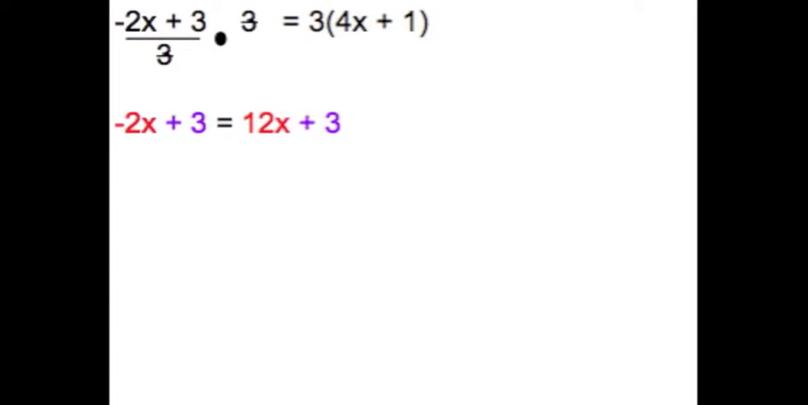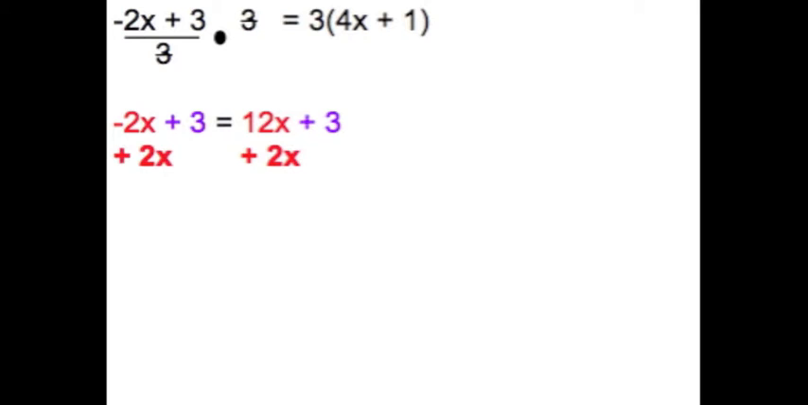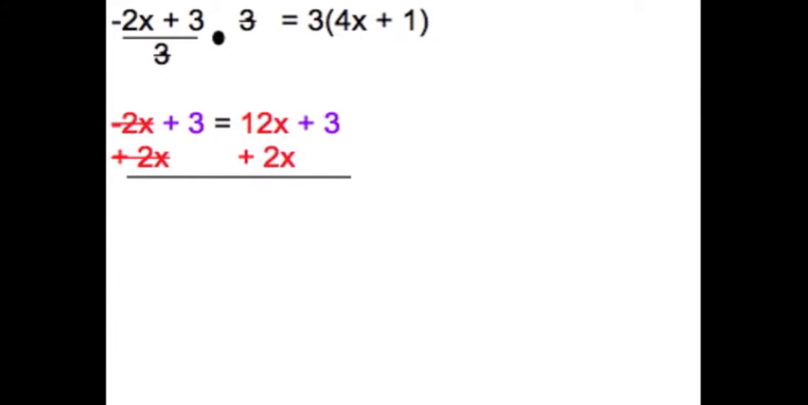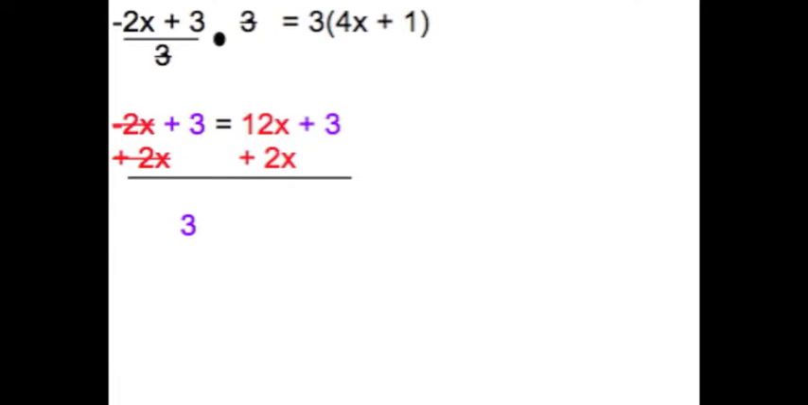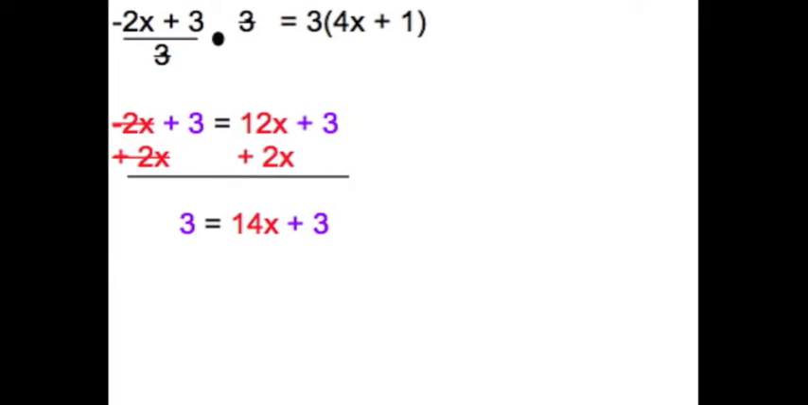At this point, neither of the sides of the equation can be simplified any further. So we want to try to get all of our terms that have variables to one side of the equation. Let's go ahead and get rid of negative 2x on the left side by adding 2x. What we do to one side of an equation, we must also do to the other side. Simplifying the left side of the equation, negative 2x and positive 2x cancel one another out, leaving us with just 3 on the left side of the equation. Simplifying the right side of the equation, we do 12x plus 2x, which is 14x. So we are left with 14x plus 3.